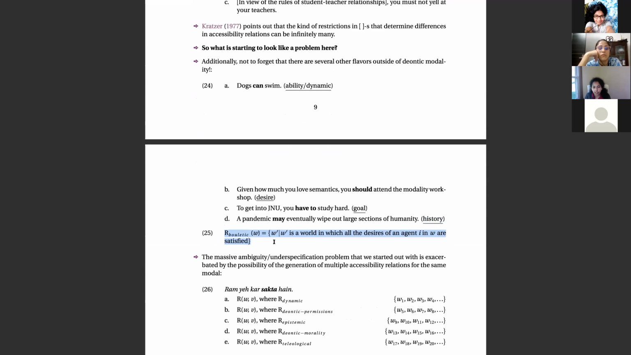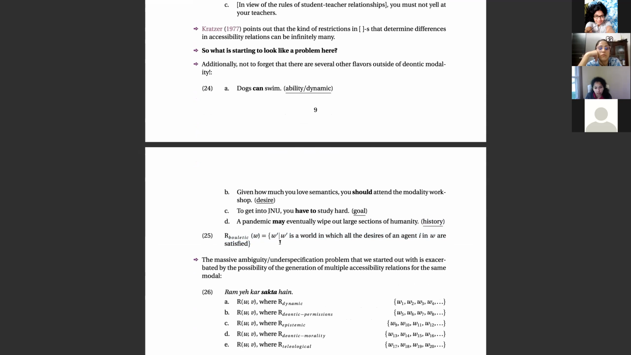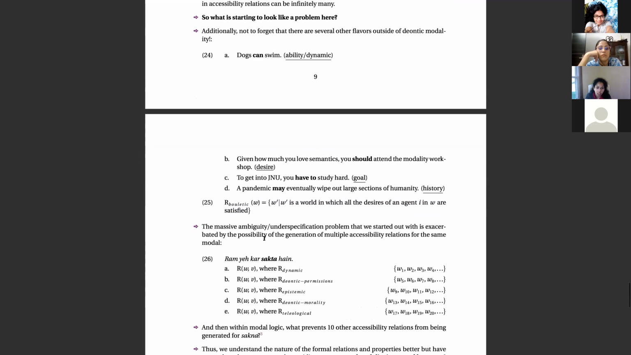Here I have an example of our modal just written out here, just like the other ones I have. So we already in our system have built in this problem of massive ambiguity or underspecification. And this is just exacerbated when you look at things like sakta. If you have a reading, so these are all the readings I had on the first page, you can have an accessibility relation which is dynamic. Let's say it gives you this set of worlds. You can have an accessibility relation which is based on permission. Say it gives you this set of worlds. You can have an accessibility relation based on epistemic with sakta, gives you this set of worlds, etc., etc.